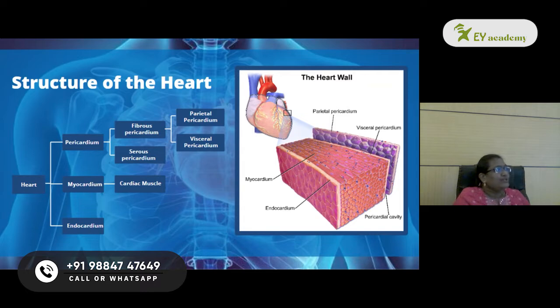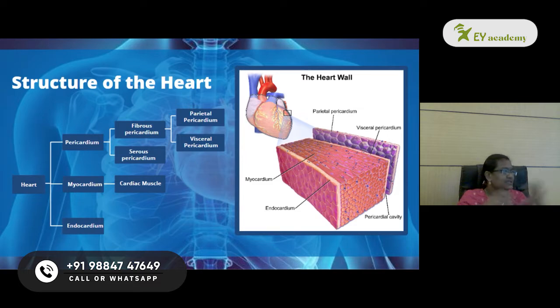And in the same way, moving towards your pericardium, you will have a fibrous pericardium and the serous pericardium. In the serous pericardium only you will have your parietal and the visceral pericardium, not in your fibrous. Fibrous will be the outer covering, and inside it you will have a serous pericardium. Your serous pericardium again has two layers, the parietal pericardium and the visceral pericardium. In between these two pericardial layers you will have a fluid called pericardial fluid.